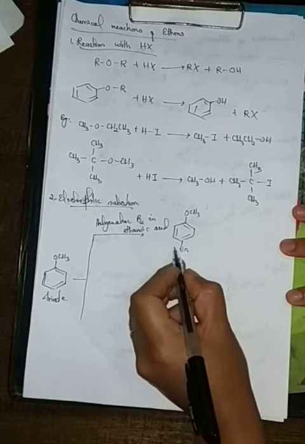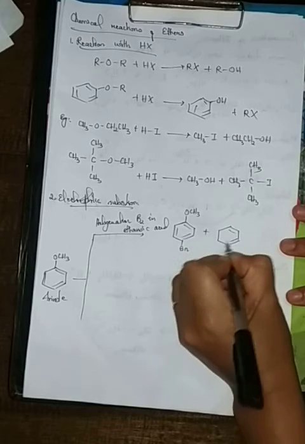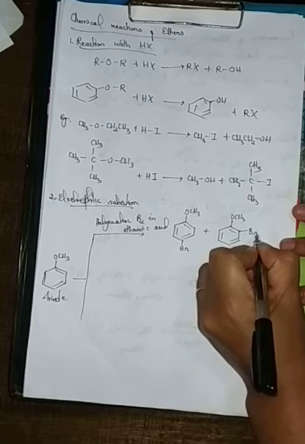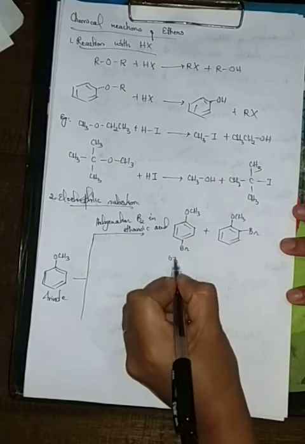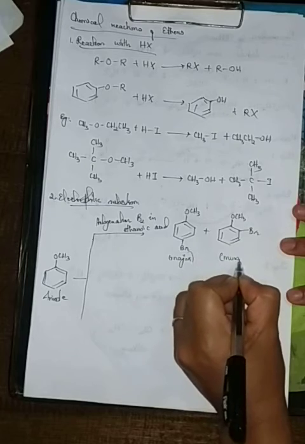This is our para-bromoanisole, and this is our ortho-bromoanisole. The para product will always be the major product in every electrophilic substitution reaction.